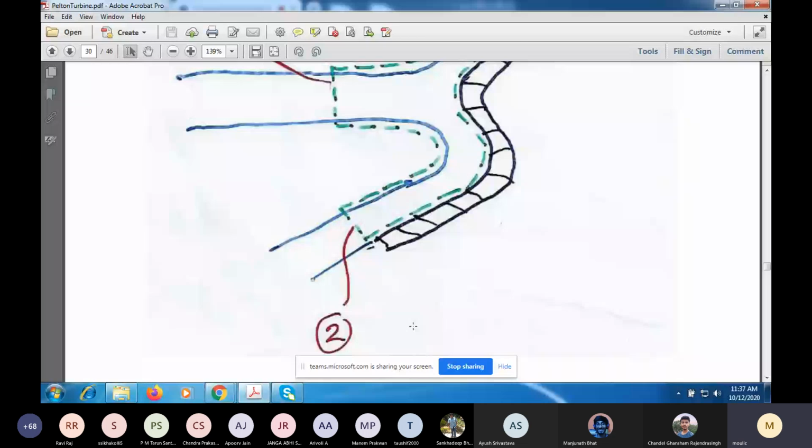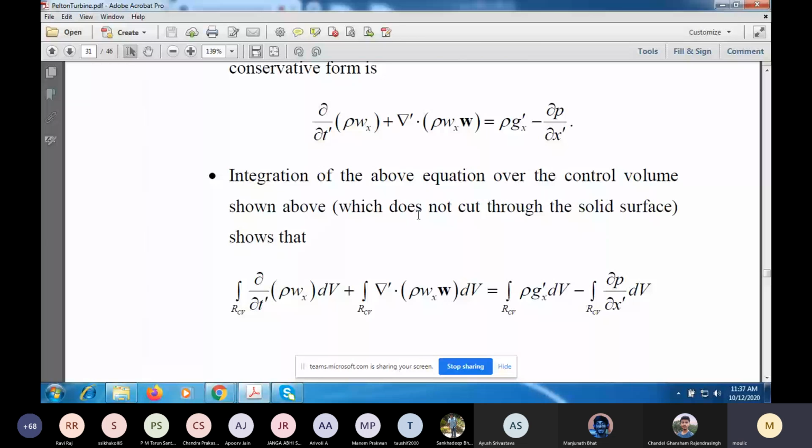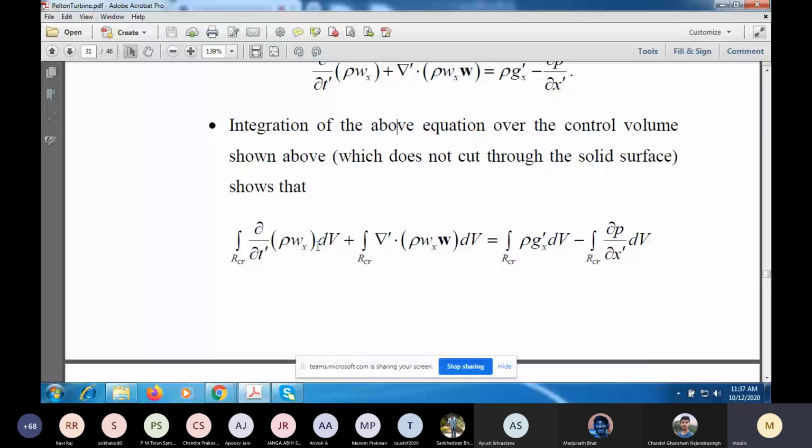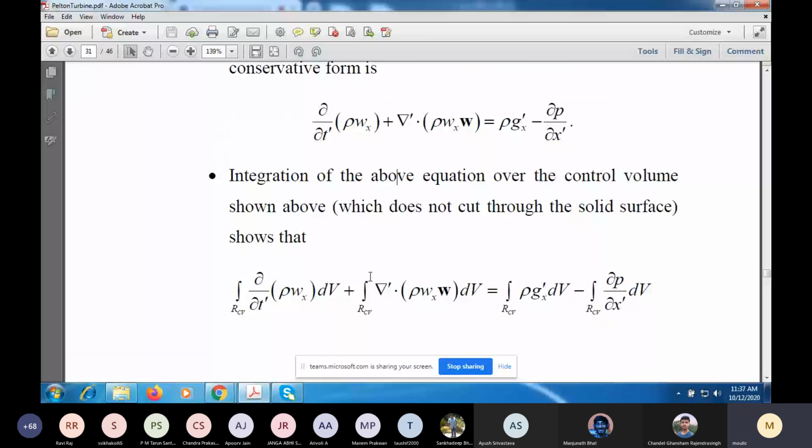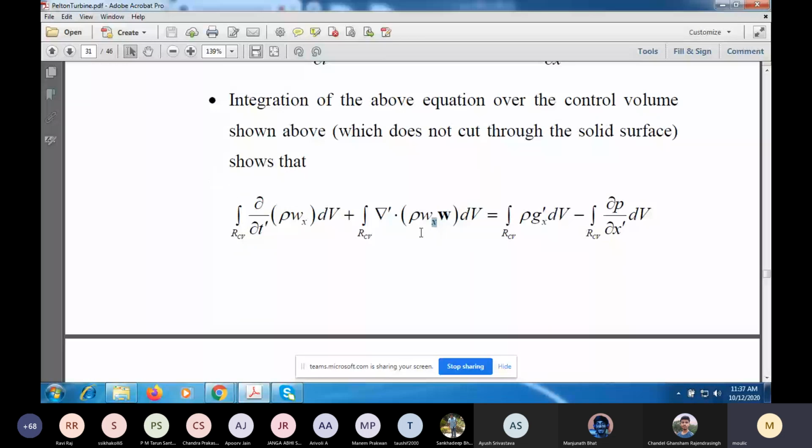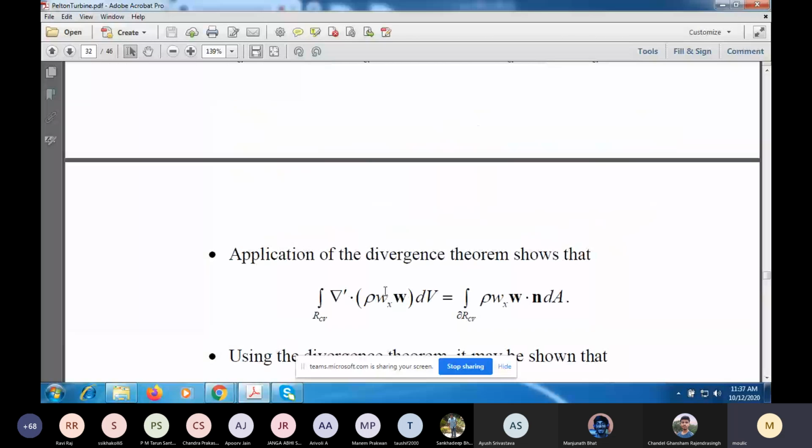Integral of 4 terms. Here we have 2 terms on the left and 2 terms on the right. So you will have 2 integrals on the left and 2 integrals on the right. Now look at the middle integral. It is a divergence. So you can use the Gauss divergence theorem and convert it to a surface integral. And then you can evaluate these fluxes by making assumptions regarding the velocity distribution.